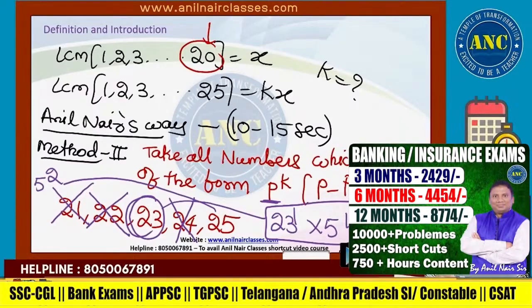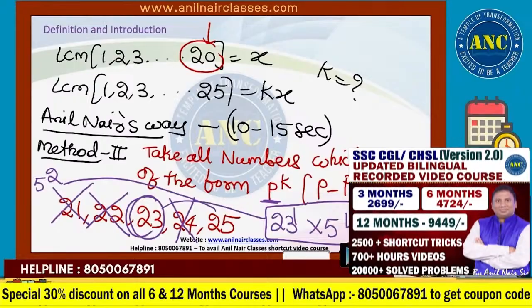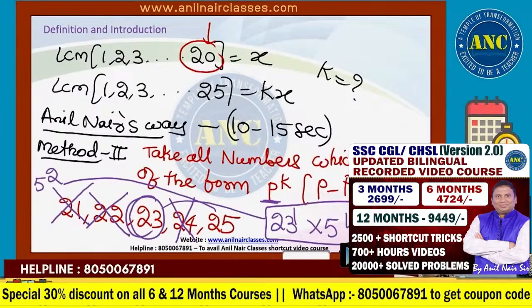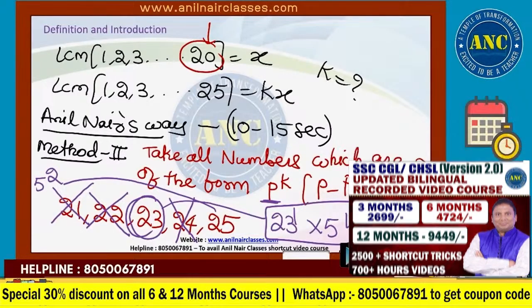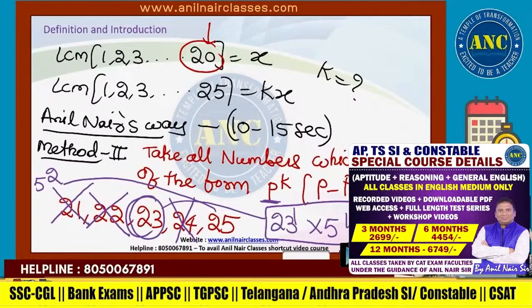Again I am explaining. Till 20 it is given. But we need to find out till 25. Till 20 it is given in the question. I want till 25. Write all the numbers after 20 in sequential order.